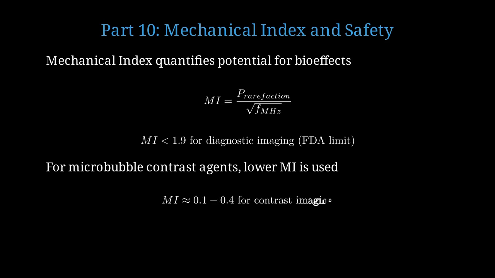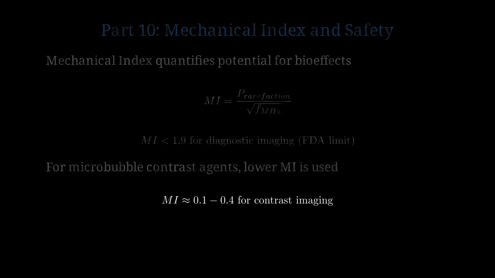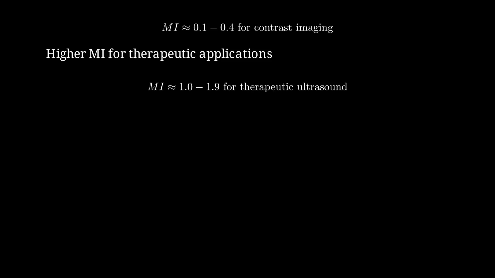Contrast imaging typically uses mechanical index of 0.1 to 0.4 to preserve microbubbles for sustained imaging. Therapeutic applications intentionally use higher mechanical indices to achieve bubble destruction and tissue effects. Therapeutic ultrasound uses mechanical indices from 1.0 to 1.9 for controlled bubble destruction and drug delivery.